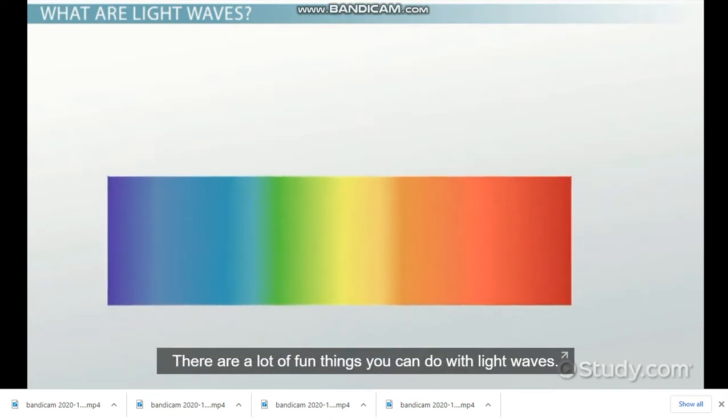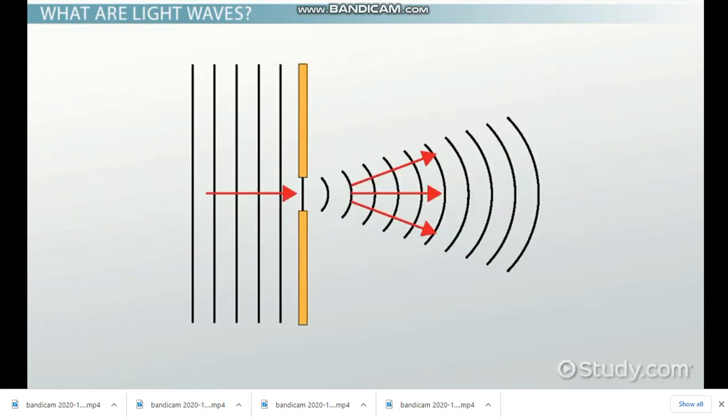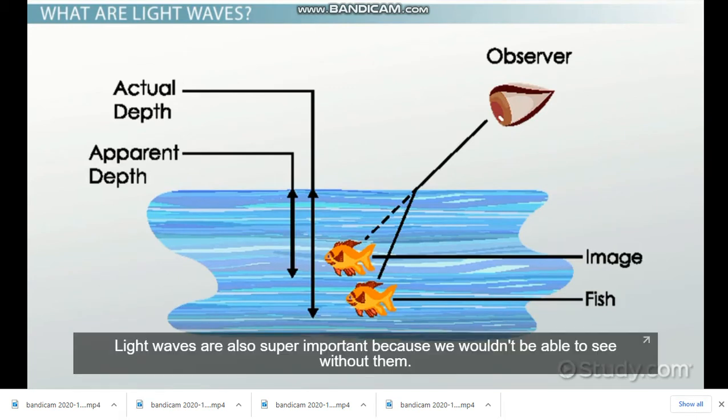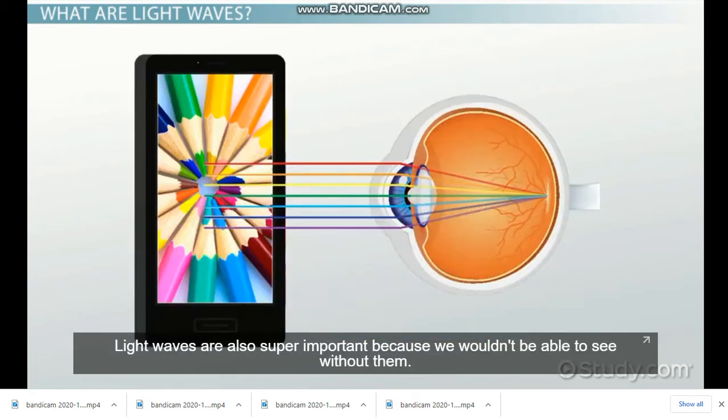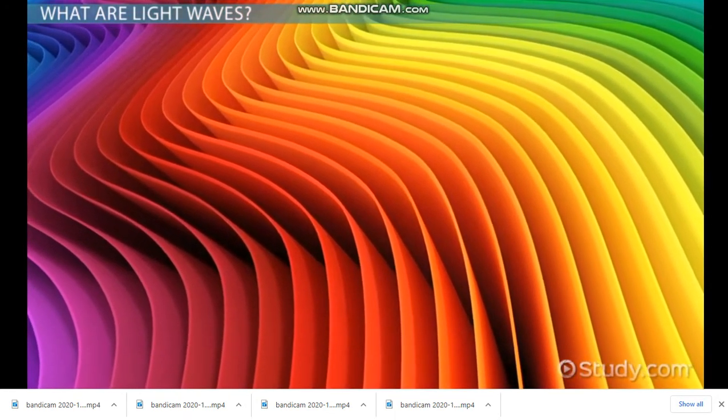There are a lot of fun things you can do with light waves. You can break them into individual colors, cause them to bend or spread out, or manipulate them to do clever magic tricks. Light waves are also super important because we wouldn't be able to see without them. Let's talk about some of the effects that light waves undergo.